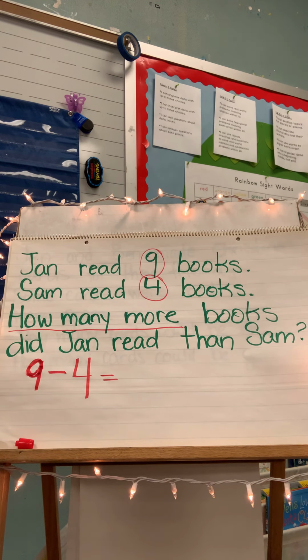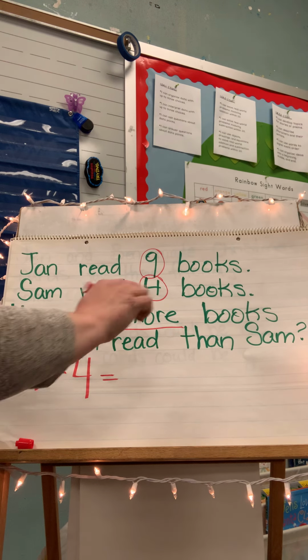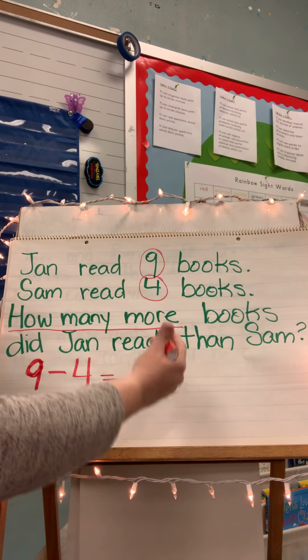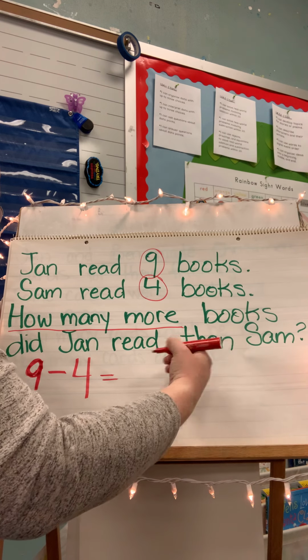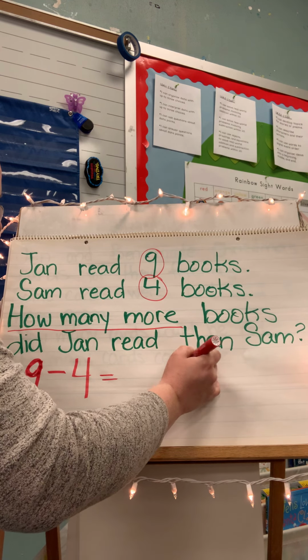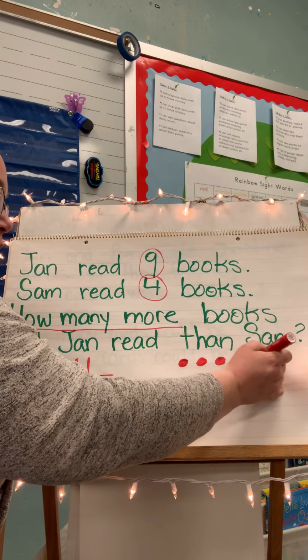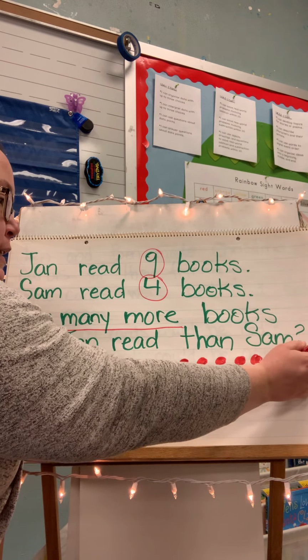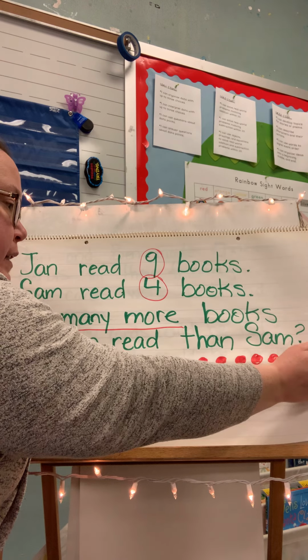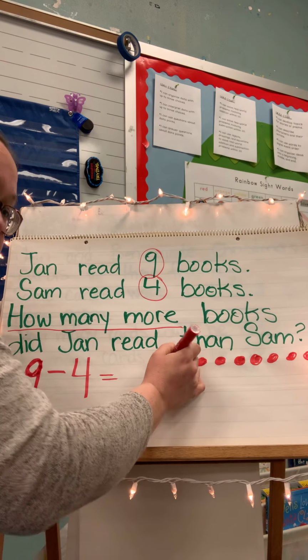But first, I'm going to draw a picture of how I would try to figure this out. I'm going to draw a picture of 9 books. Okay, just a quick picture. I'm just going to do dots, like, you know, I like dots. 1, 2, 3, 4, 5, 6, 7, 8, I'll stick this one over here, 9.